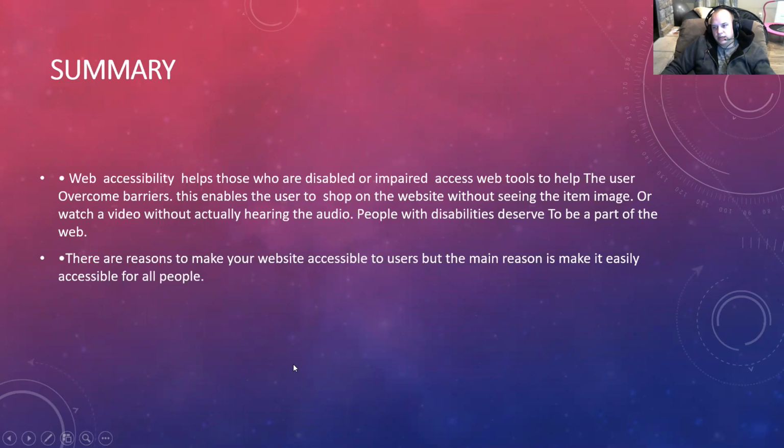In summary, I might not read all of this, but in summary, web accessibility helps those who are impaired access web tools to help the user overcome barriers or enable them to buy things on a website or, you know, watch a video without hearing the audio. There's many different types of accessibility. There are other reasons for making a website accessible, but the main reason is to make it accessible for everyone.